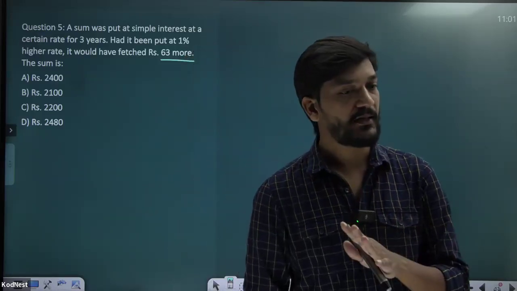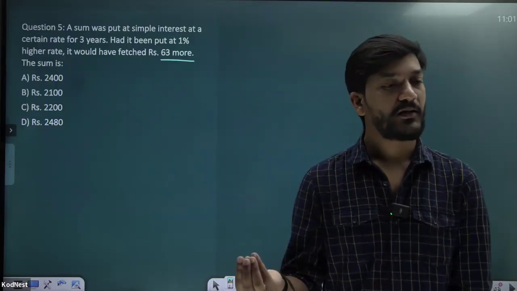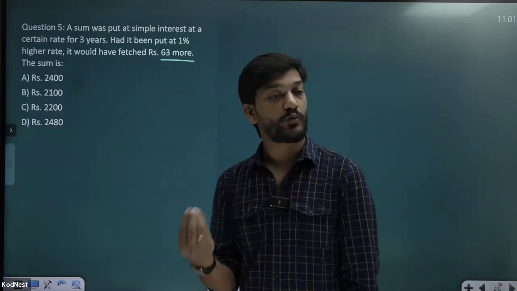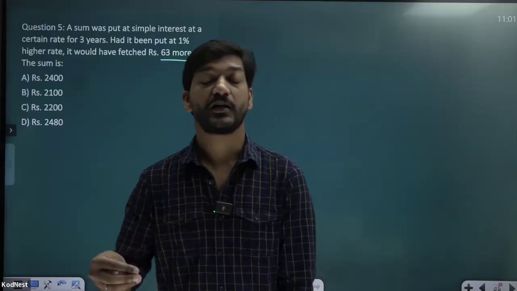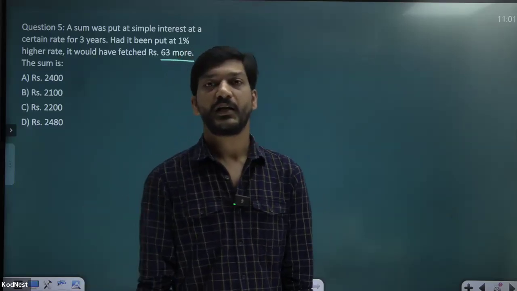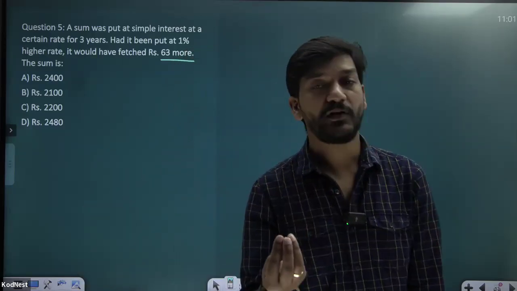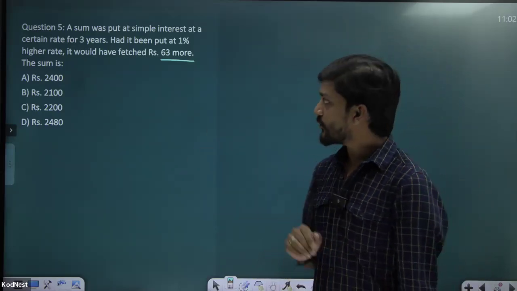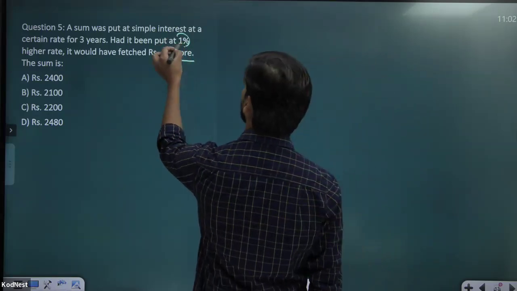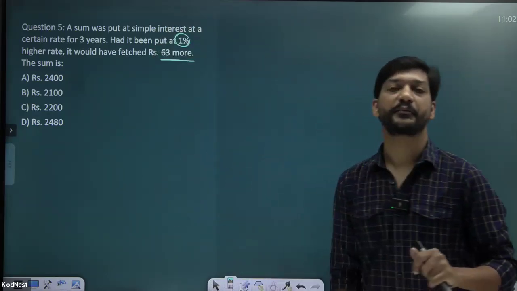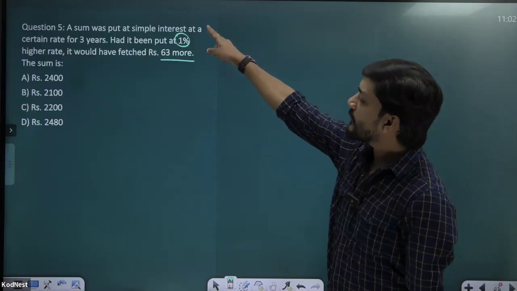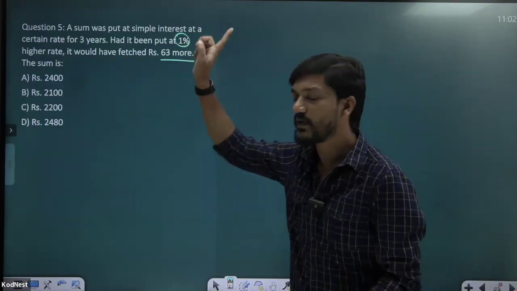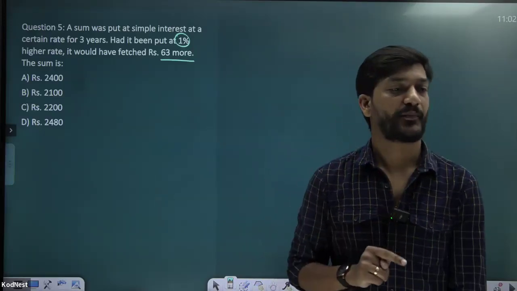Whatever extra he is getting, if he is getting 1% extra, that will decide how many rupees he will get extra. If he is getting 2% extra, that 2% will decide how many rupees he will get extra. If he is getting 3% extra rate of interest, that 3% will decide how many rupees he will get extra. So here, my dear, your friend is getting 1% extra. And because the bank is giving 1% extra to your friend, that's why your friend is getting 63 rupees extra as compared to you. Okay.